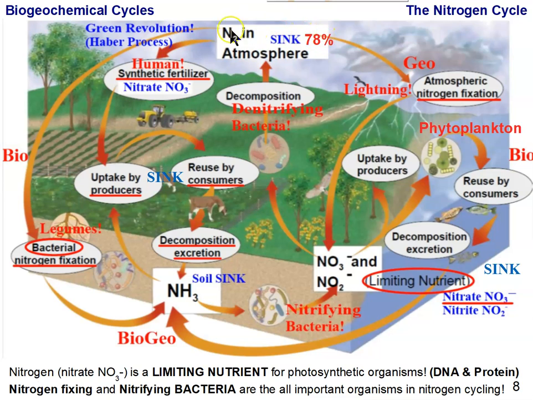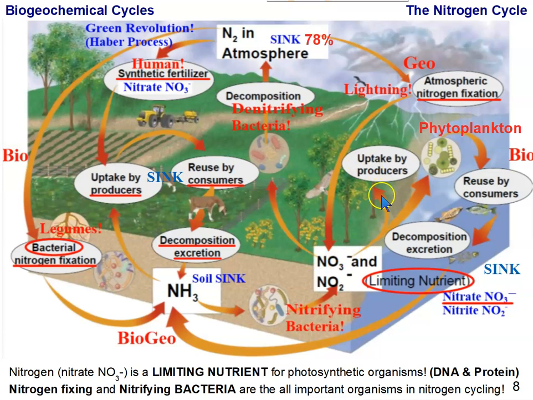A note here, nitrogen in the air makes up about 78% of the air. So it would be nice if photosynthetic organisms could take that nitrogen directly out of the air, but they can't. But nitrogen-fixing bacteria can. So that's one natural way that nitrogen gets from the air into compounds that plants can use. Another route is by lightning. The energy of lightning is able to split nitrogen gas, N2, into individual atoms, and those atoms then will recombine with oxygen to produce nitrate, which is also directly available to plants.